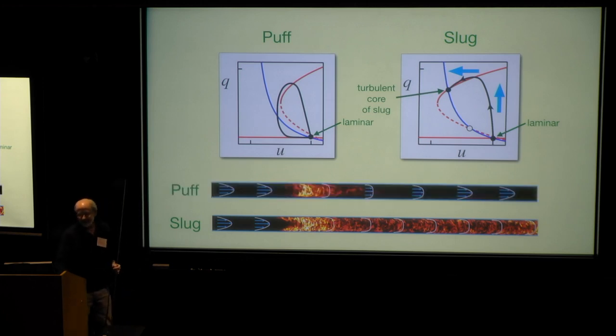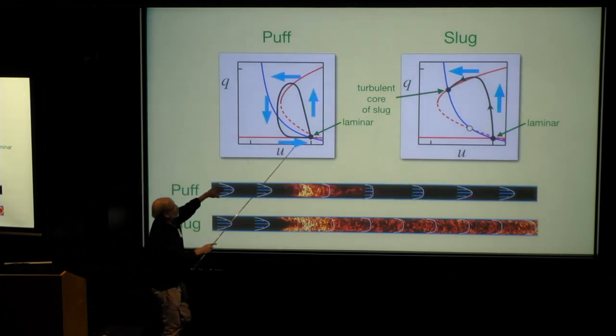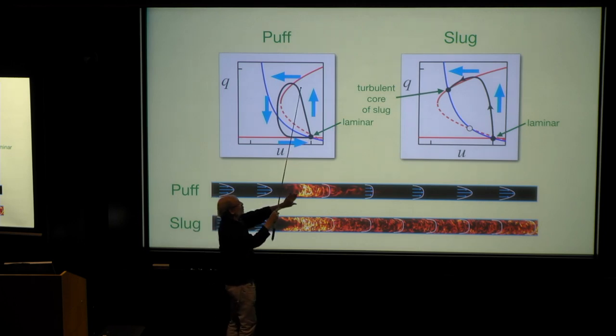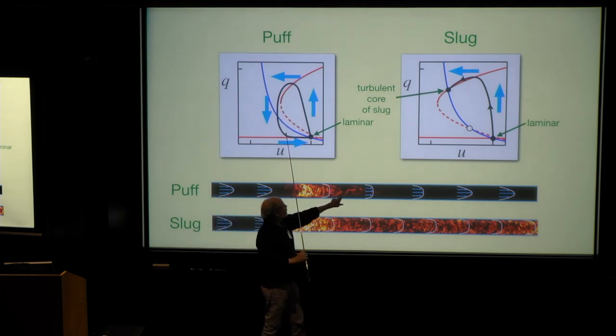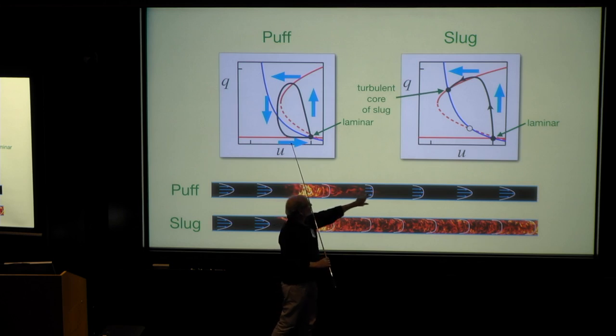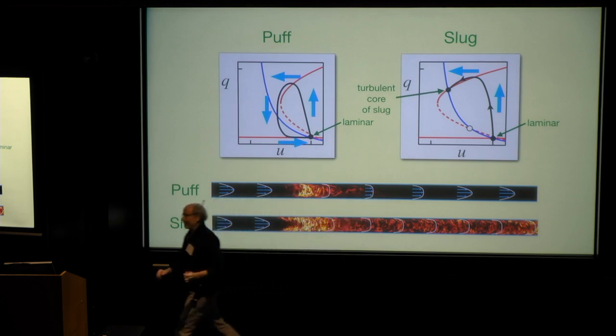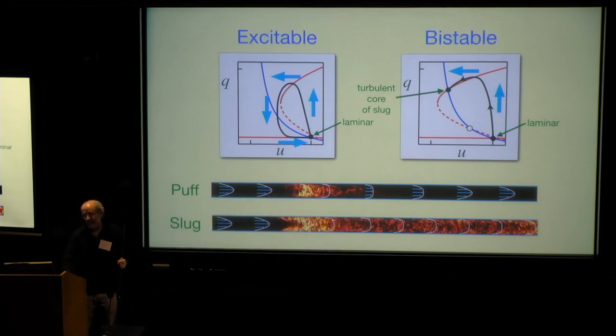For the puff, you can see what's going to happen. I'll just put all these arrows on. Upstream, I'm in laminar flow. I generate turbulence, the shear profile blunts. I don't have an equilibrium to go to. The intensity decreases, and then the laminar profile recovers. So we have an excitable and bistable situation.